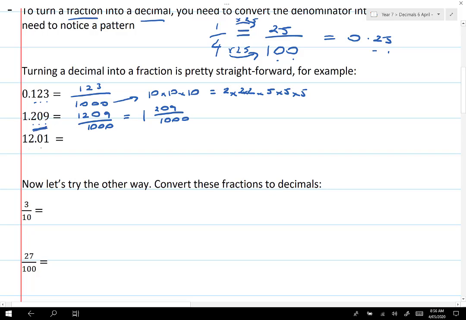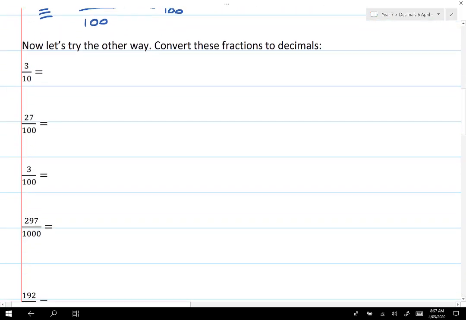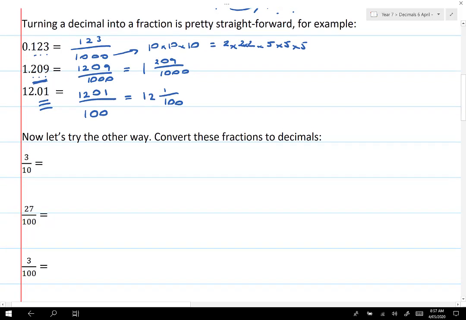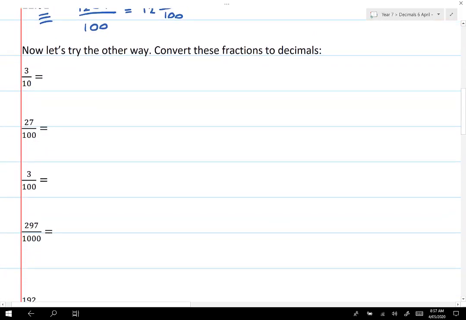So the same here. There's only 2 numbers after the decimal point, so the denominator will just be a 1 with 2 zeros. Not 3, not 5, not 27, 2. And again, I prefer mixed numerals, so I do 1201 on the top. So you could do that as well if you wanted, but mixed numerals for me always win. Okay, so that's kind of the easier half. The trickier bit is going from fractions into decimals.